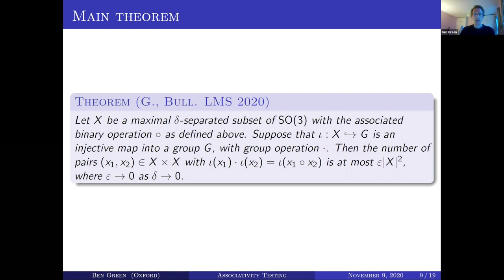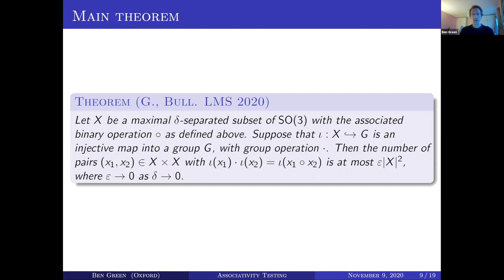Then the conclusion is that this cannot really respect, it can't see too much of this binary operation circle. So the number of pairs x1, x2, for which iota x1 dot iota x2 equals iota of x1 circle x2 is at most epsilon times the size of x squared, where here epsilon tends to zero as delta tends to zero. So what this is saying: I'm hypothesizing an embedding iota from X into some group G, and I'm saying that that embedding cannot respect very much of this binary operation circle.